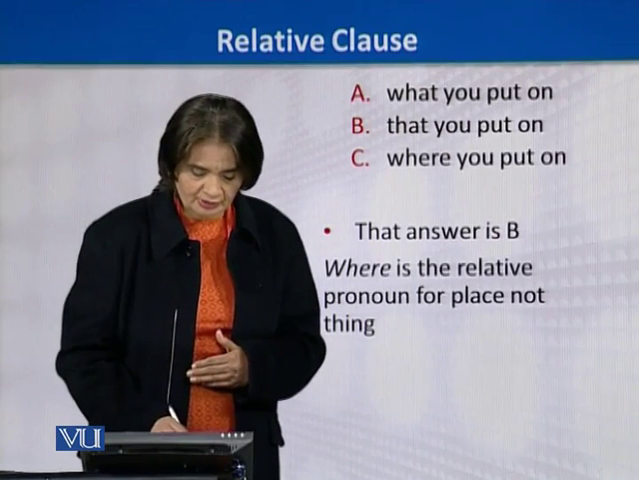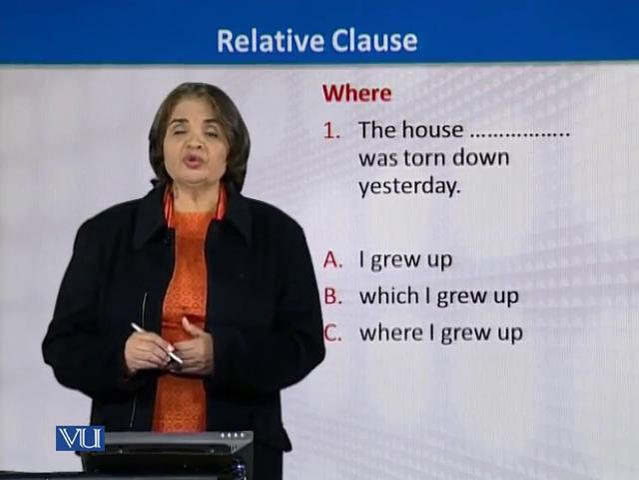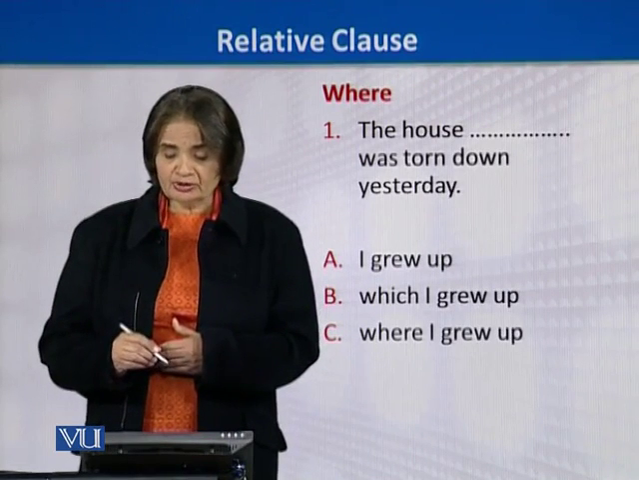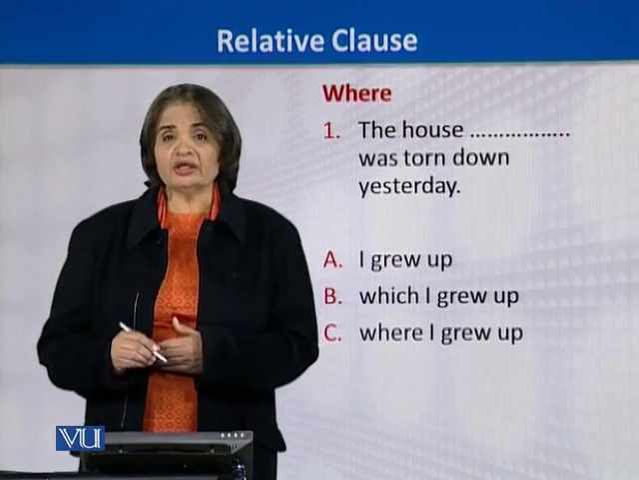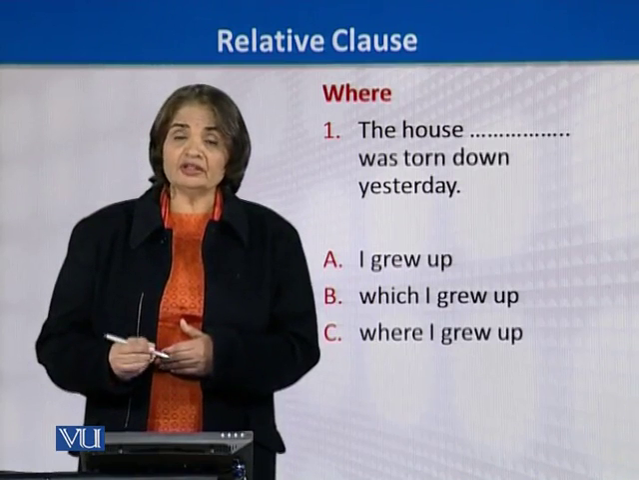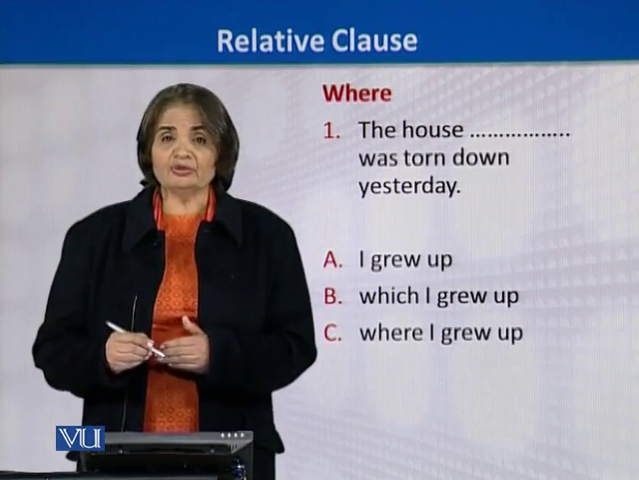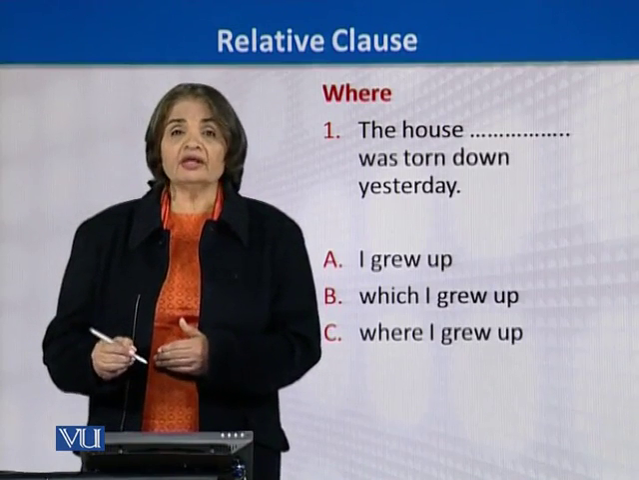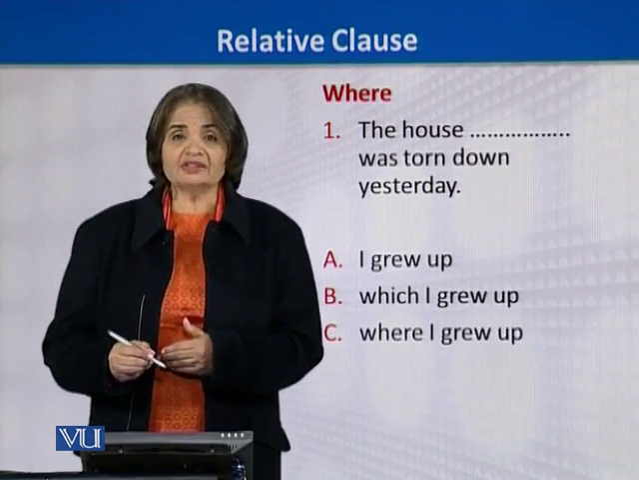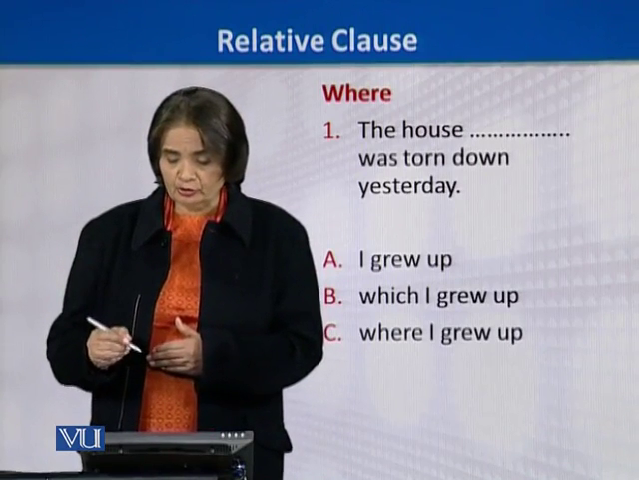Let us look at another example. Another example where we need to use where, because it is going to talk about the place. The house, gap, was torn down yesterday. Which house? Where was it? So here the relative clause will be used by the one which is telling us about the place. The house where I grew up. So the correct relative clause for this example would be the third one, C, the house where I grew up.